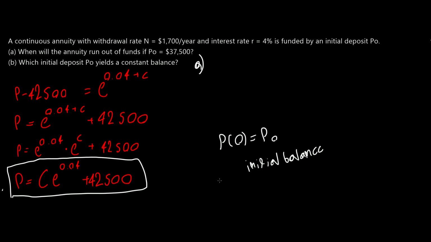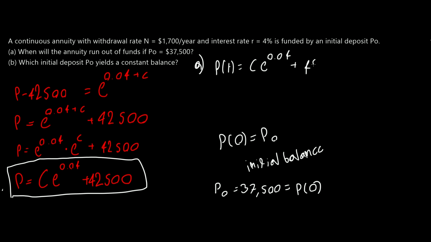In this case, they give us P sub 0, which was $37,500. So this can also be equal to P of 0, which is again our initial balance. So now using our general solution, P of t will equal C times e to the power of 0.04 plus 42,500. And now notice the comparison between the original equation that I wrote down, which was the rate equation, versus this one. This one is not primed. So this equation here can give us our balance at any given time t.